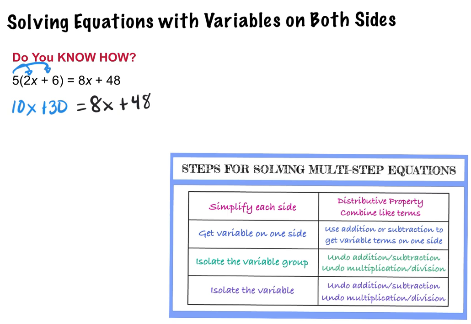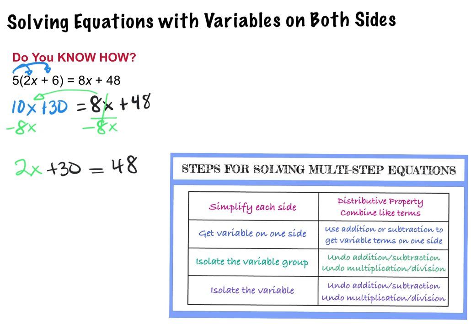Now we want to get variables together on one side. You have a choice. You can move your variables to the left or the right. I will move my 8x to the left by doing the opposite operation since it's on the opposite side of where the 10x is. So opposite would be minus 8, leaving me with just 2x because the 8's will cancel on the right. So now I have 30 and 48 left, leaving me with a two-step equation.